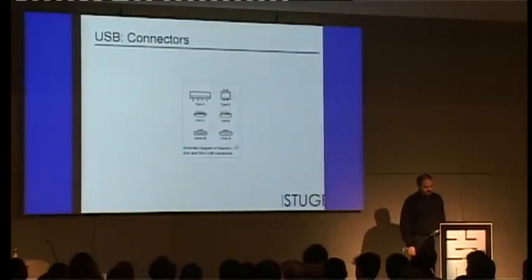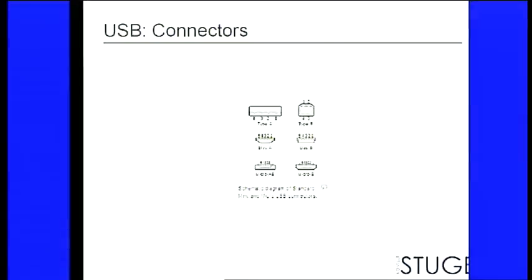A couple of connectors. The standard ones are the Type A and the Type B on the top. I've heard that the big Type B on the top is being phased out, and that mini and micro should be used for new stuff. So the A connectors are supposed to be toward the host, and the B connectors are supposed to be toward the device. That's the rule. And I guess we've all seen the mini connectors. And on cell phones, I think in the EU, you really need to have a micro USB connector if you're supposed to sell it.